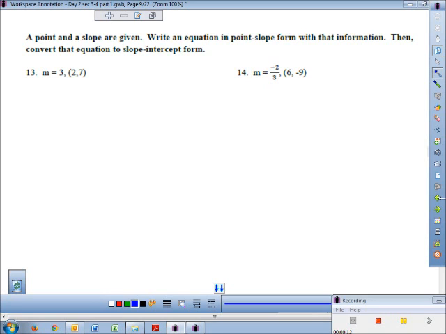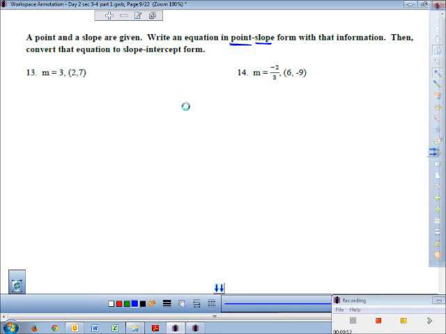Then they want us to write an equation in point-slope form with this info, then convert to slope-intercept form. And they gave me a point and they gave me a slope. Obviously, when they give you a point and a slope, you should use point-slope form. But let me tell you how you probably had done this last year. You did this last year.